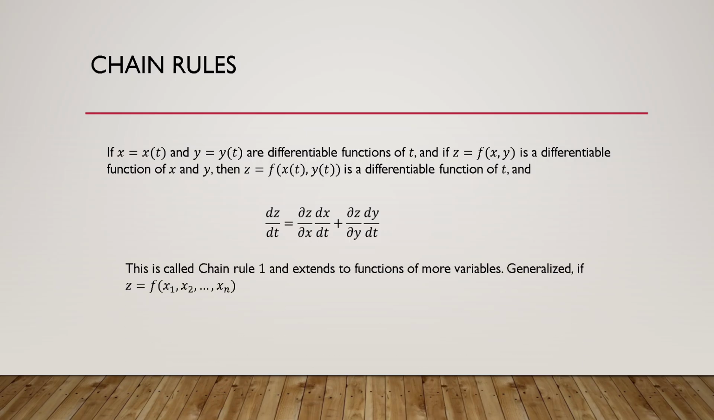This is called chain rule 1 and extends to functions of more variables. Generalized, z equals f of x sub 1, x sub 2, and so on to x sub n. Then dz/dt equals the partial derivative dz/dx sub 1 times dx sub 1/dt, plus the partial derivative dz/dx sub 2 times dx sub 2/dt, plus and so on until the partial derivative dz/dx sub n times dx sub n/dt.